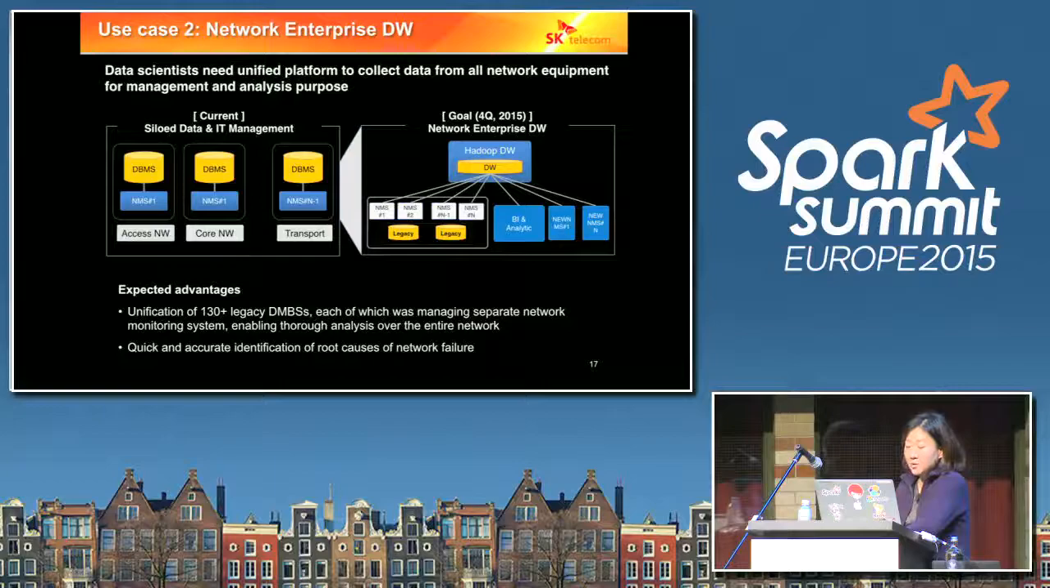The system consists of over 130 legacy DBMSs, so it's very hard to analyze in a total network view. The network EDW merges data into Hadoop to make analysis of the cause of network failure fast and accurate.